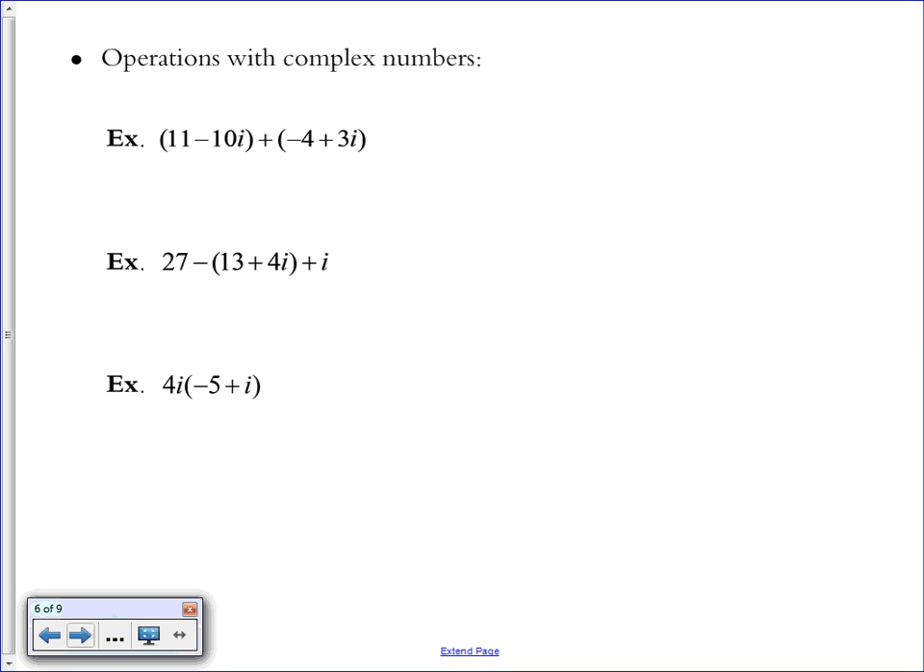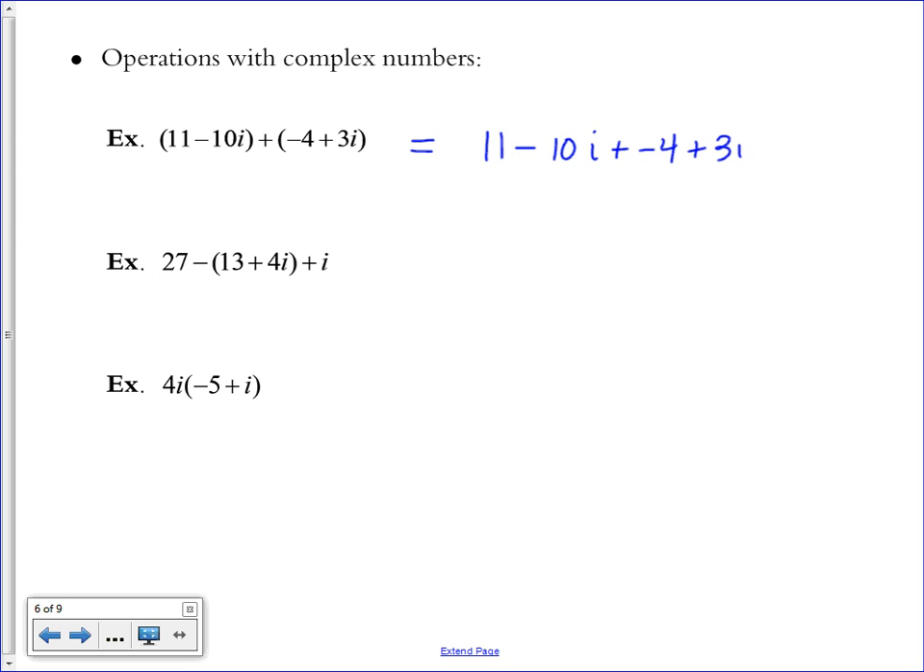Okay, here it is. So operations with complex numbers, when you're combining like terms and distributing, foiling, that kind of thing, you can treat i like the variable x for the most part. So in this first example, there's a plus sign between the two parentheses. So really, we're just combining like terms. You can drop the parentheses because none of them have a number in front that needs to be distributed.